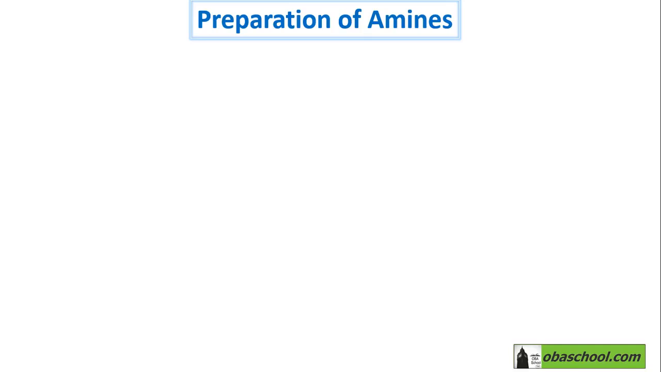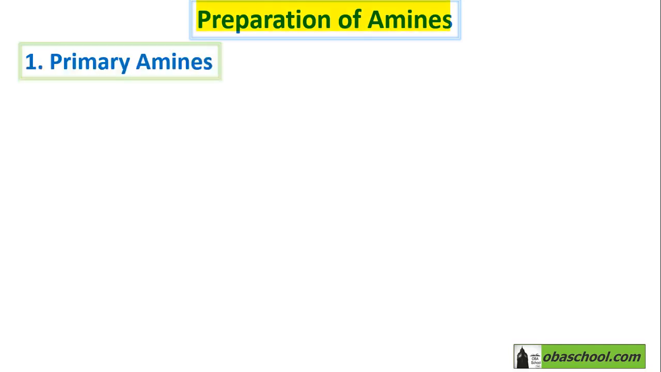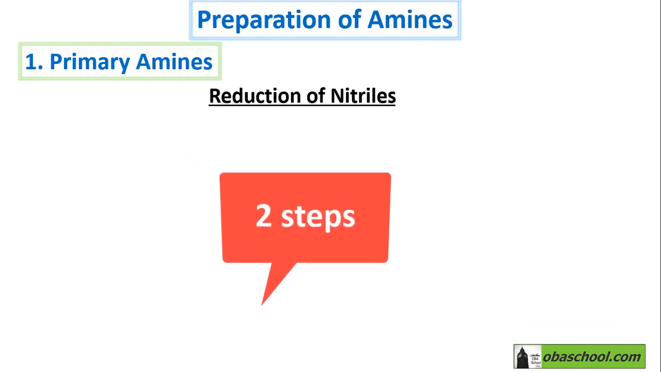Today we're going to discuss the preparation of amines. And first we're going to start with primary amines. Primary amines can be prepared from halogenoalkanes according to a reaction which we call the reduction of nitriles. This reaction is a two-step process.